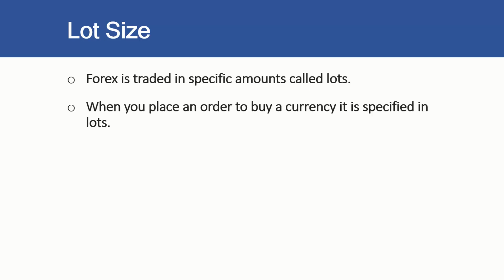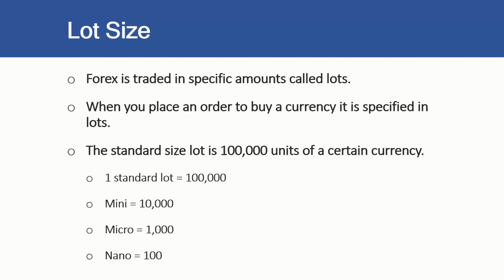Now let's talk about lot sizes or position sizes. Forex is traded in specific amounts called lots. When you place an order to buy a currency, it is specified in lots. The standard size lot is 100,000 units of a certain currency, but there's also a mini, micro, and nano lot size. Some brokers show you lots, while others show actual currency units. Depending on the lot size, each pip will have a different money value. When I go to the trading platform MetaTrader 4, then you will get familiar with lot sizes and placing orders.